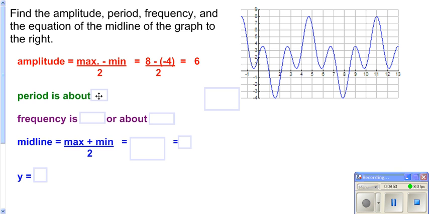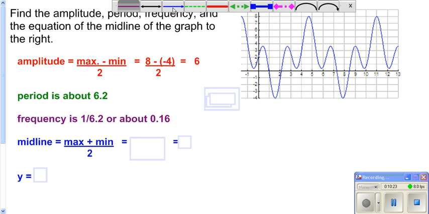Our period is how far you have to go before it starts to repeat. Here, you're starting at a height of 2 going up. Where else do you start at a height of 2 and go up like that? Well, you have to be all the way over to here, so that's a little bit more than 6. So it's a little bit more than 6 for a period. Our frequency, which is just the reciprocal of your period, so you're going to go 1 divided by 6.2, so you get about 0.16. The equation of your midline, that's the horizontal line that cuts your graph in half.